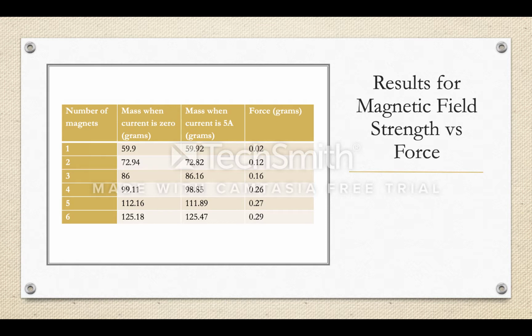The table of the magnetic field strength and the force shows the data for all 6 magnet masses when the current is 0 and when the current is 5 amps. Thus, the force is determined by subtracting the mass when the current is 0 from the mass when the current is 5 amps.